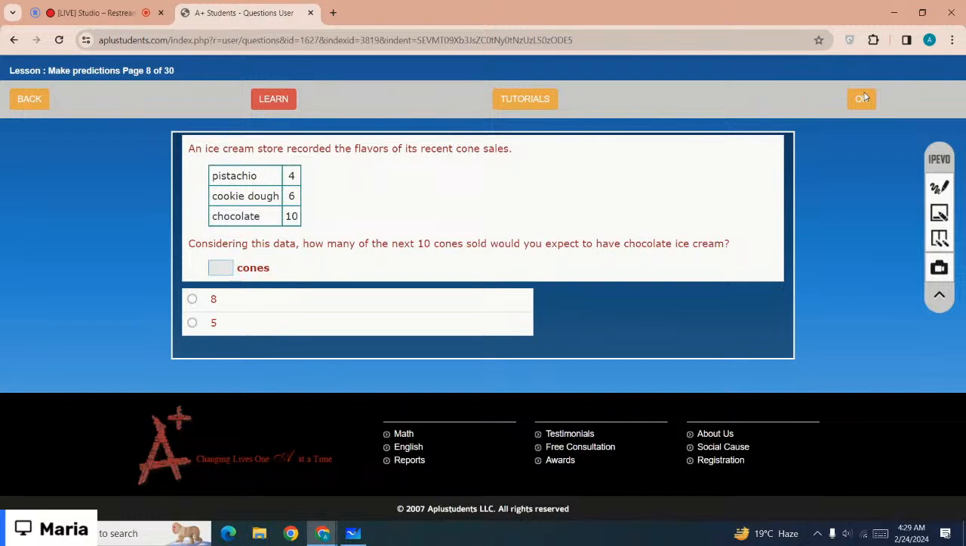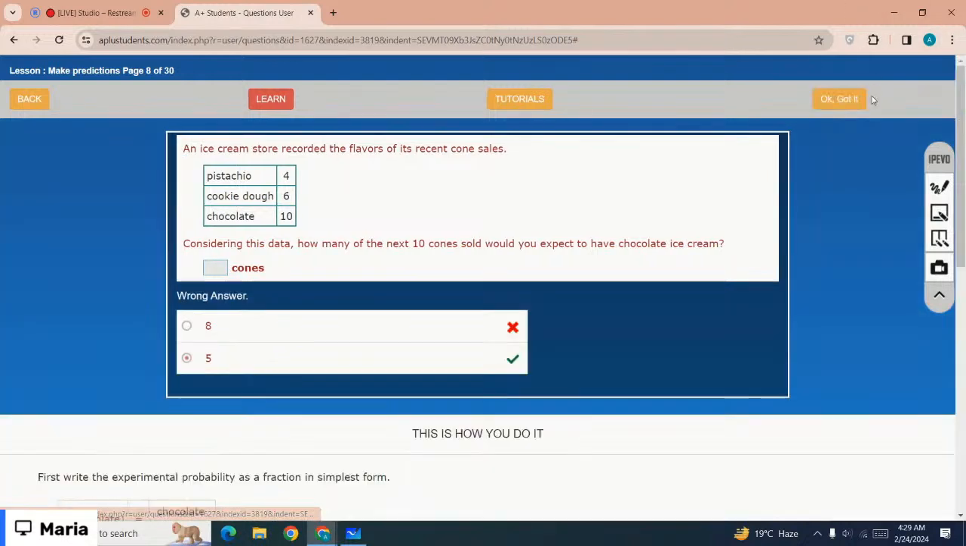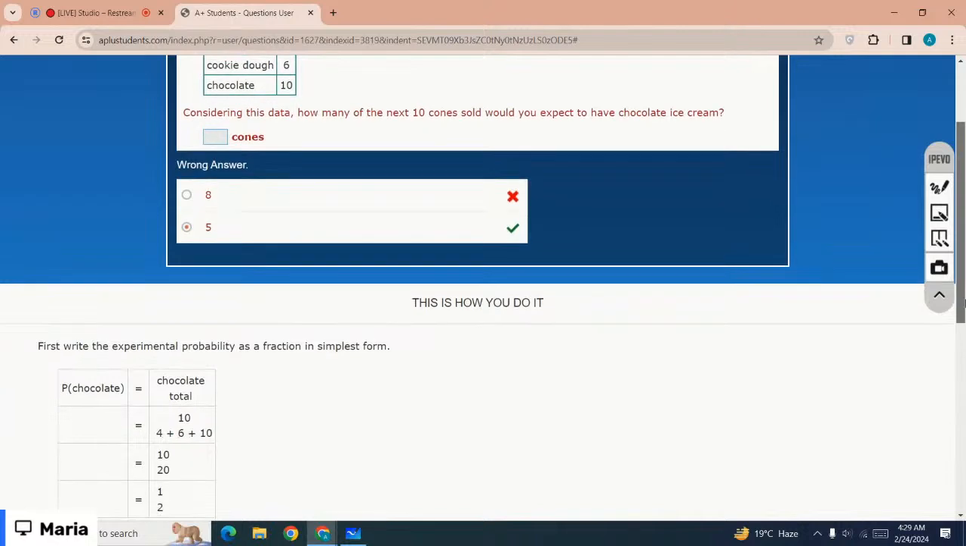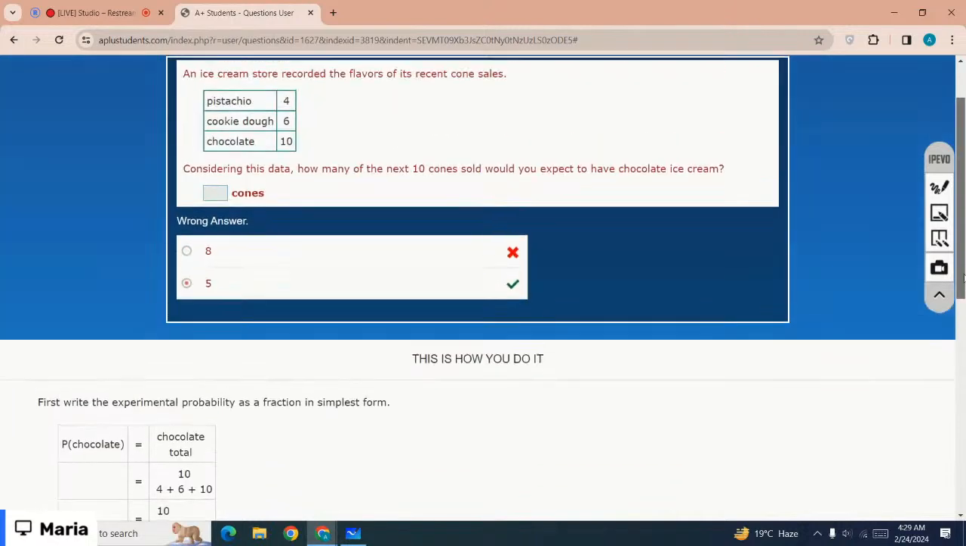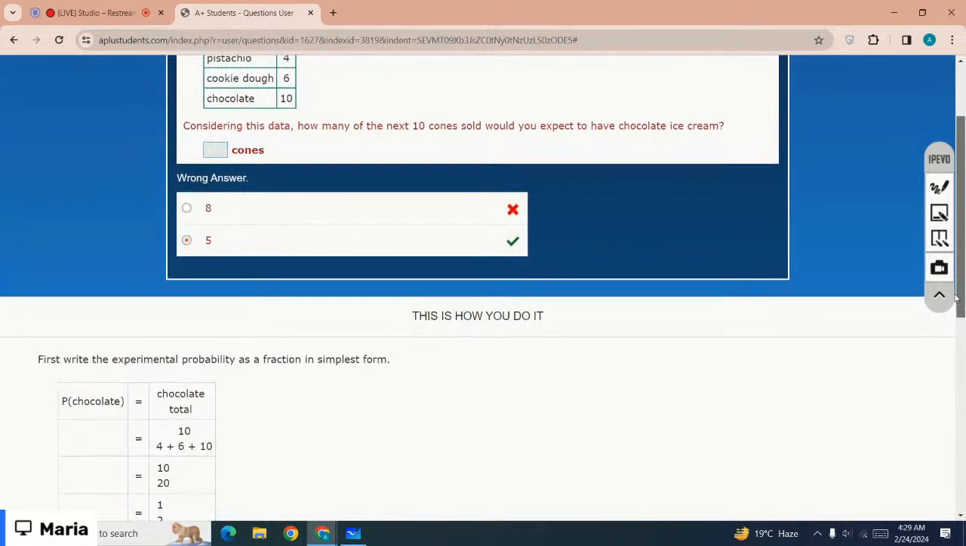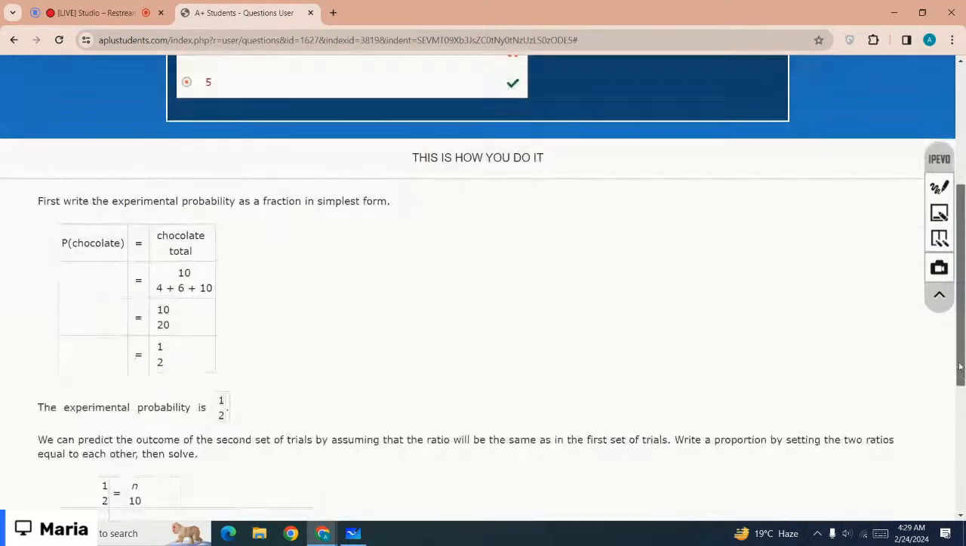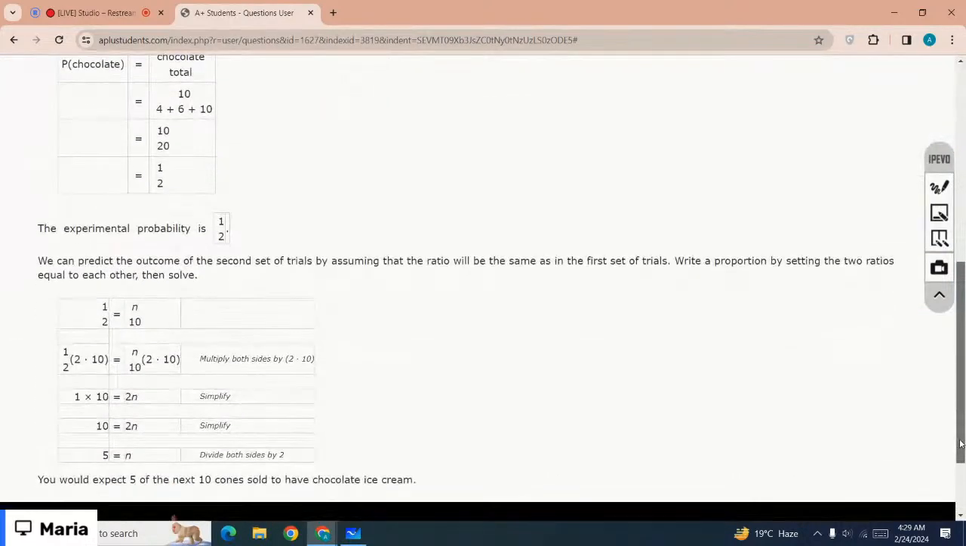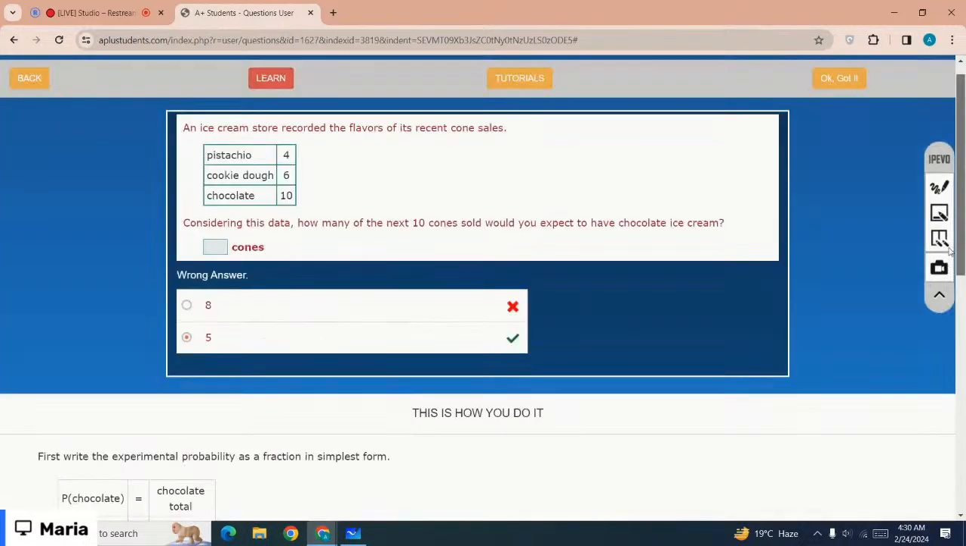Yes, 8 out of 20 were chocolate ice cream. Okay, the total is 20. That means half of them are chocolate. So then out of 10, 5 are expected to be chocolate ice creams, right? The correct option is 5.